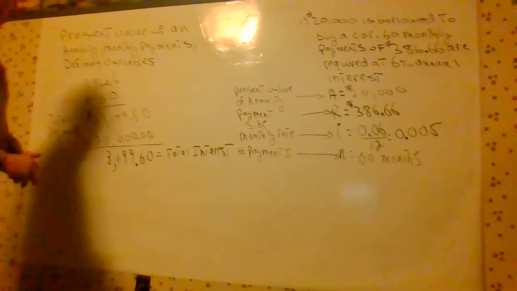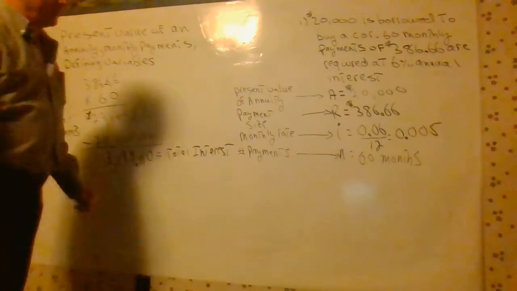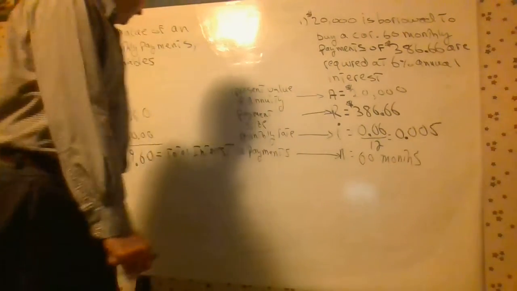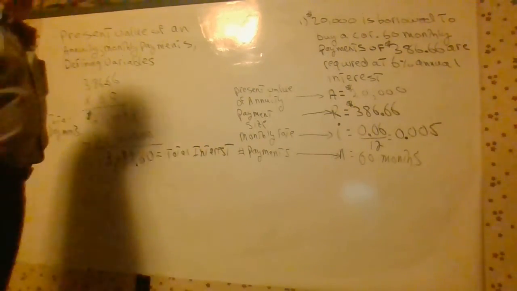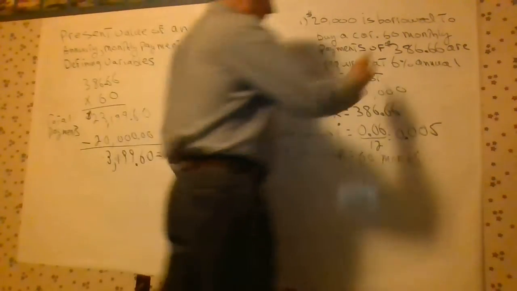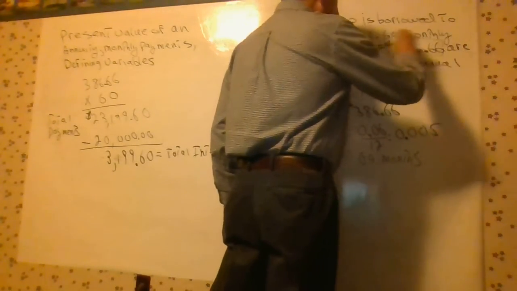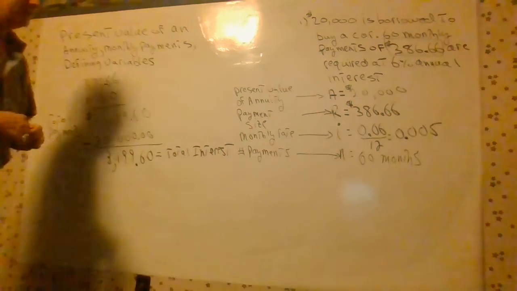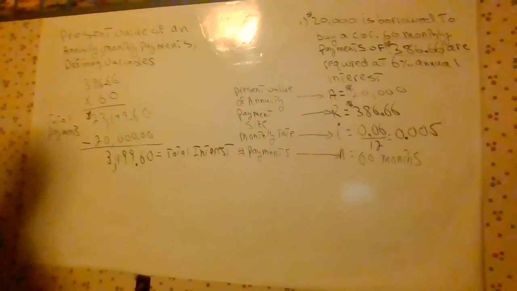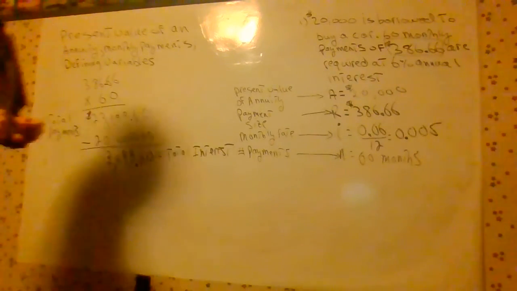So that's pretty much all we do in this section. We're going to talk about in the next section how this loan is paid off. And then also in the last section, I'll show you how to find this 386.66 yourself. And that'll be valuable information. So that's it for this video.